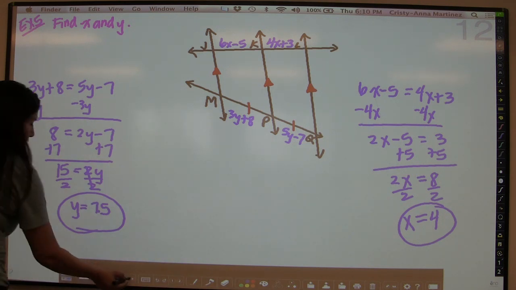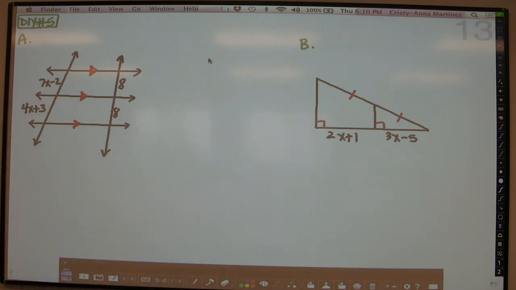So now we will have you do these two examples as part of do-it-yourself number 5, solving for x in each case. And so good luck to you.